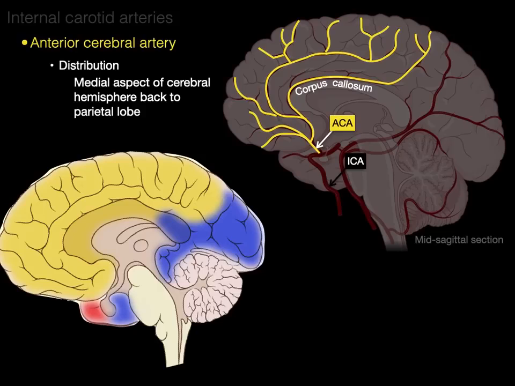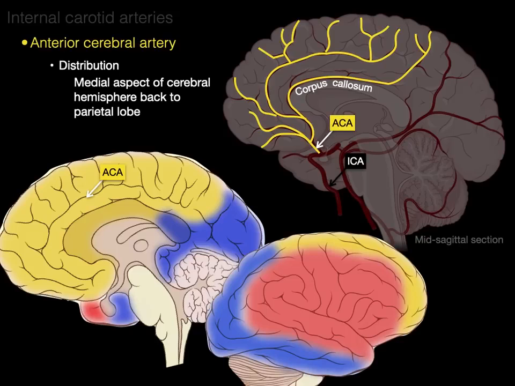And so here's a mid-sagittal section of the brain, and everything you see in yellow is supplied by the anterior cerebral artery, the medial aspect of the cerebral hemisphere, all the way back to the parietal lobe. And even in this lateral view of the right side of the brain, there you can see the anterior cerebral artery is supplying the medial aspect of the cerebral hemispheres back to the parietal lobe.